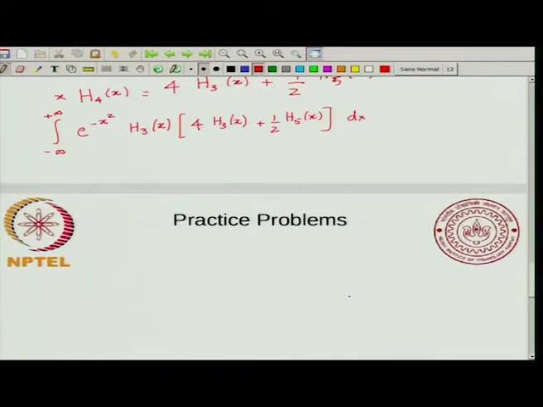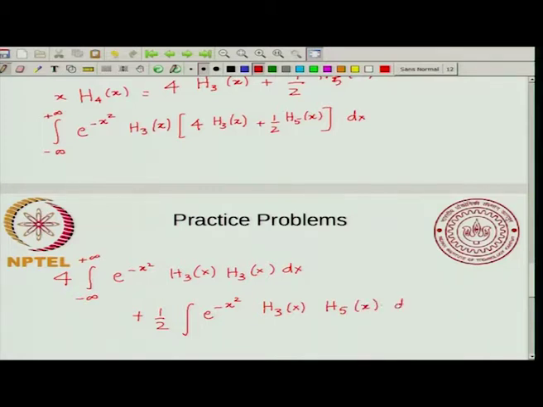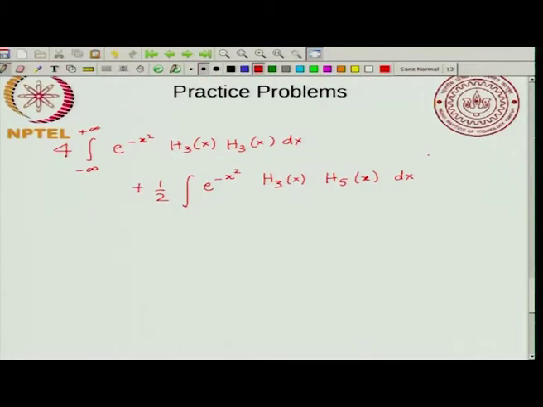The first term is the integral from minus infinity to plus infinity of e to the minus x square H3 of x times H3 of x dx, and this is multiplied by a factor of 4. The second term is half the integral of e to the minus x square H3 of x H5 of x dx. Now you use the orthogonality relation.